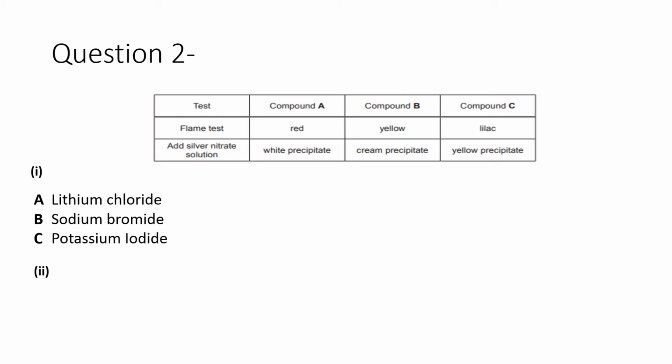Part 2 asks for the ionic equation of this reaction. So, silver ions plus chloride ions goes to silver chloride. Don't forget the state symbols. So, silver ions are aqueous, chloride ions are aqueous, and silver chloride is a solid.